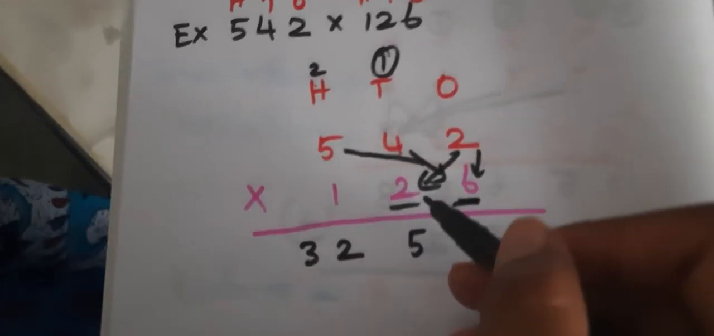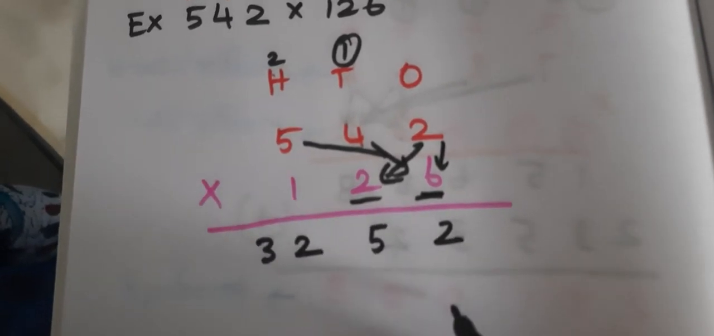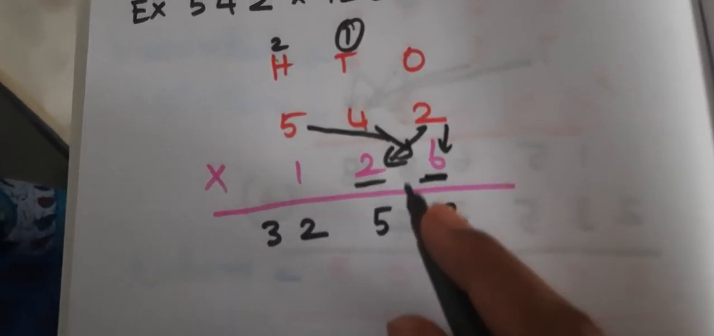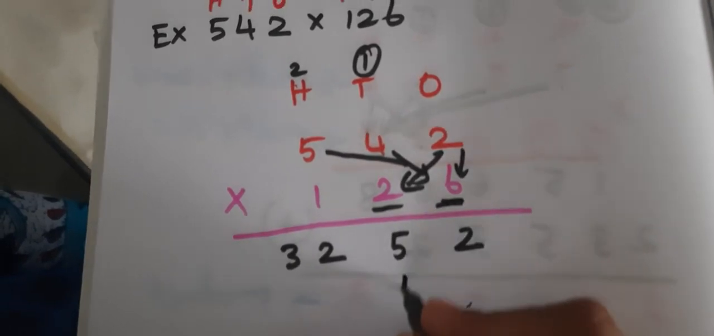So first you have to start it here. 2 into 2, it's a 4. 4. Where do we have to write it? Down of the 2 or down of the 5? Yes, very good. Down of the 5. Okay. What is the answer? 2 into 2, it's a 4.